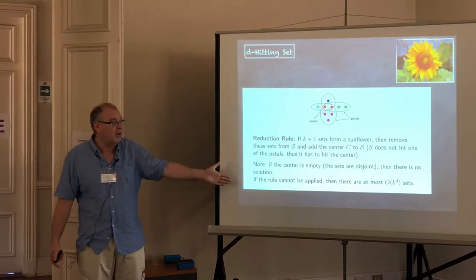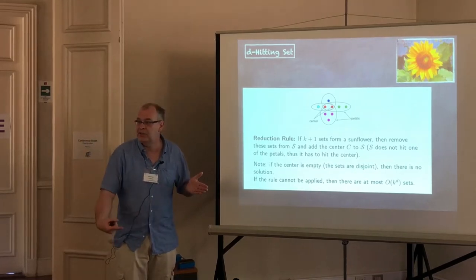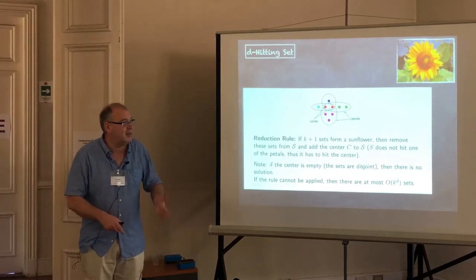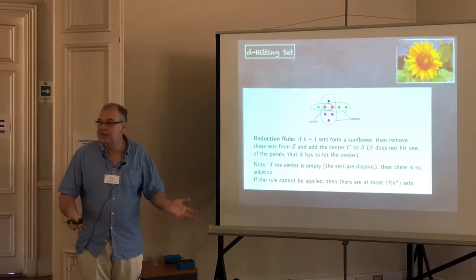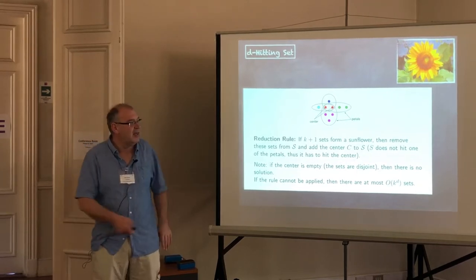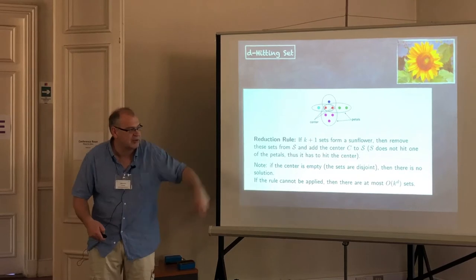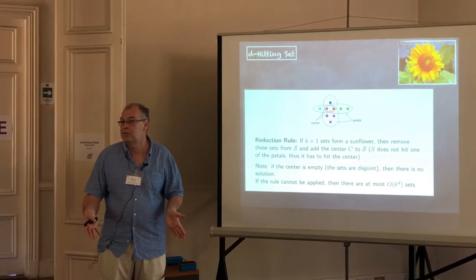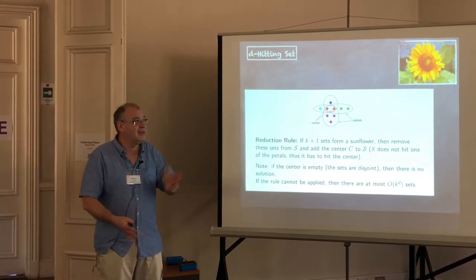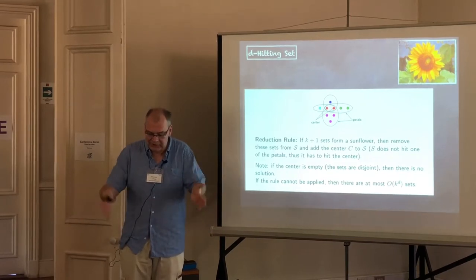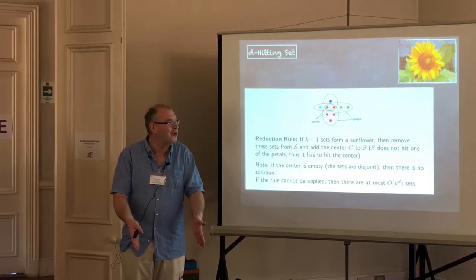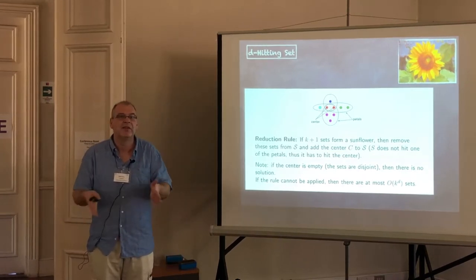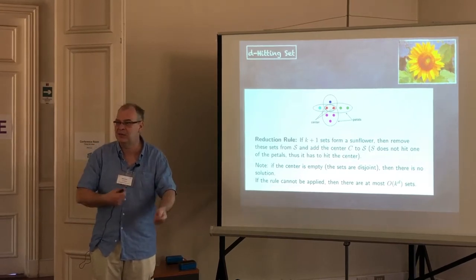And then, by the sunflower lemma, if I cannot apply this reduction rule, this means that my instance has at most k to the power d sets. Because by the sunflower lemma, if I have more than k to the d times some constant depending on d sets, then I have a sunflower, and I can apply the reduction rule. So we just took a nice lemma from old extremal set theory and applied it in a nice way, and we really avoided all the mess of trying to analyze what is happening with this and with that.